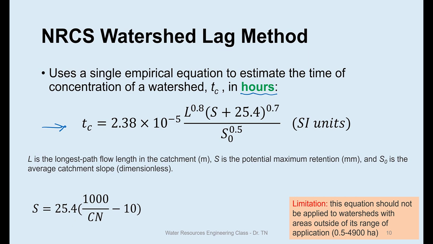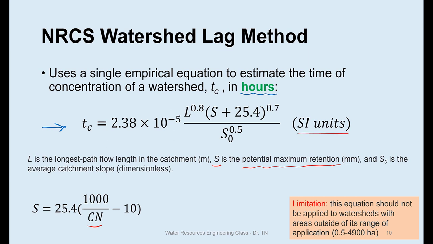L is the length of flow. S sub 0 is the average slope of your basin. And the other variable over here is S. S is related to the SCS curve number method. The terminology that we use for S is potential maximum retention. In some textbooks, you have another name: maximum watershed storage. These are synonymous. Okay, what is S? S is related to a curve number. And again, all the units that I'm using are in SI.